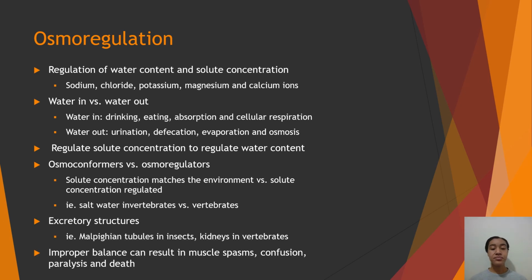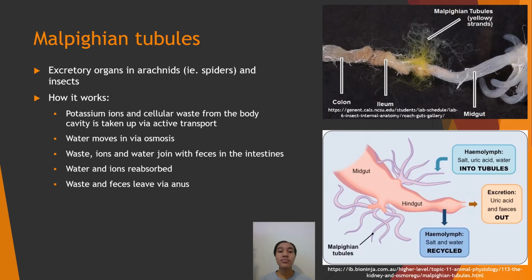So there are a couple of different structures that help us with osmoregulation, and these are all referred to as excretory structures. And we're going to talk about two in this lecture: the Malpighian tubules in insects and the kidneys in vertebrates. And an improper balance in osmoregulation can result in muscle spasms, confusion, paralysis, and even death. So this is really important to make sure that our bodies are maintaining the proper solute-solvent concentration.